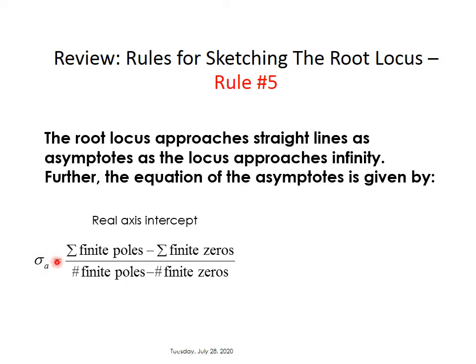It is equal to the sum of finite poles minus the sum of finite zeros, divided by the number of finite poles minus the number of finite zeros. We'll do an example to make it clearer.